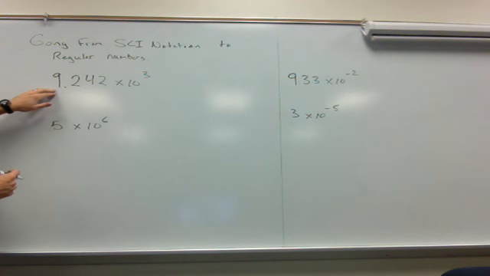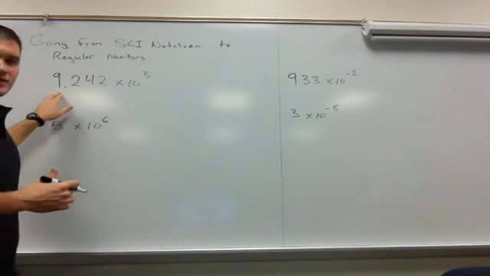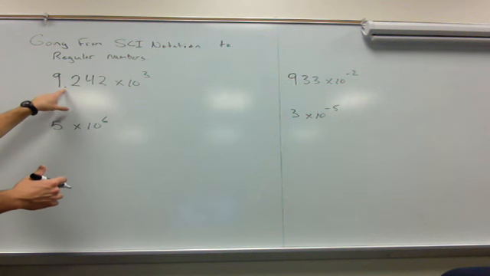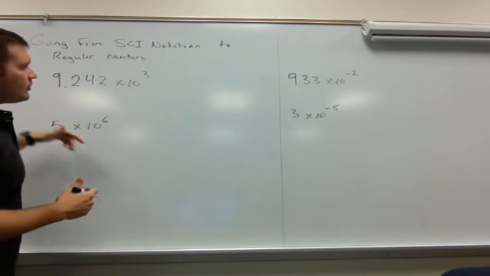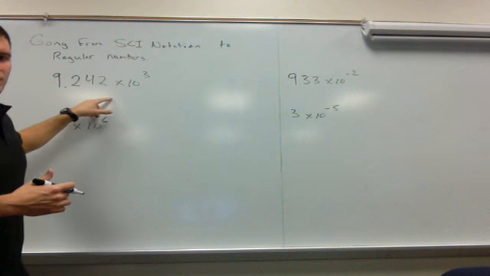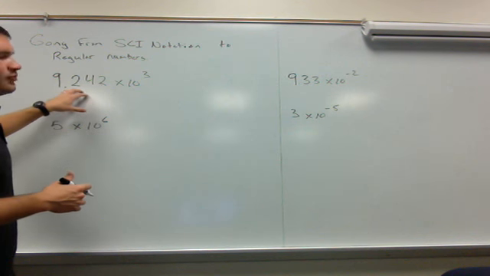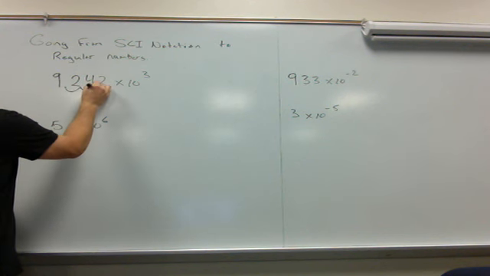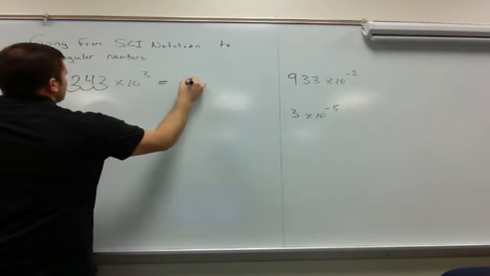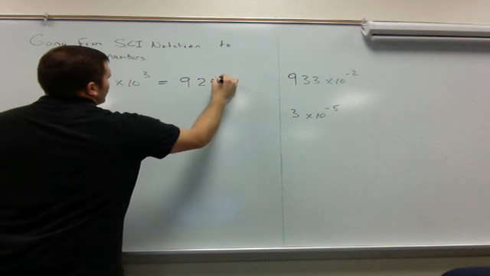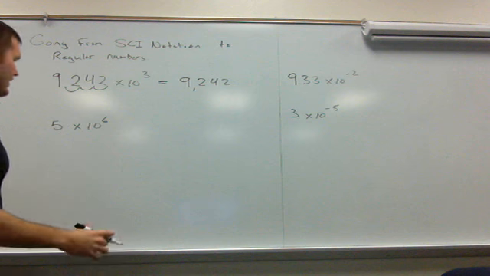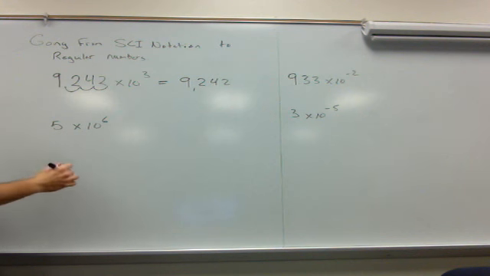So here I have 9.242 times 10 to the third. What this means is that in order to write scientific notation, I moved this decimal place 3 spaces to the left. But now to go back, I need to move it 3 spaces to the right, or I need to make this number bigger than 1. So the result would be 3 spaces to the right, 1, 2, 3. That means this equals 9242, or 9,242.